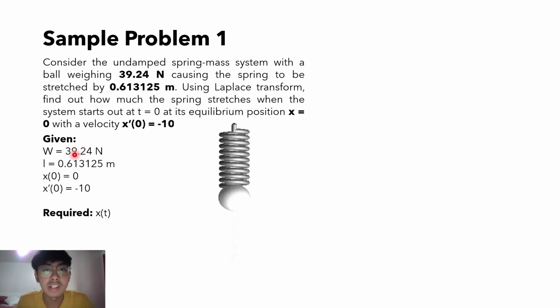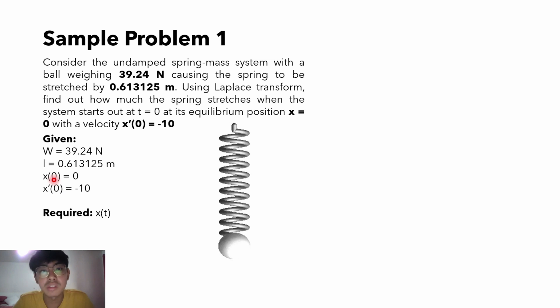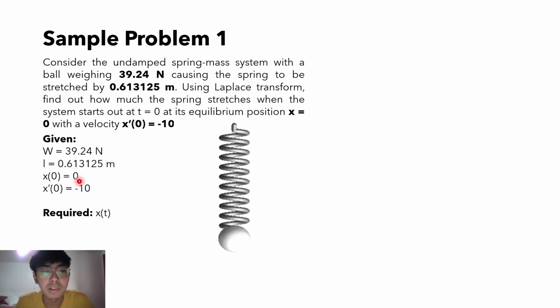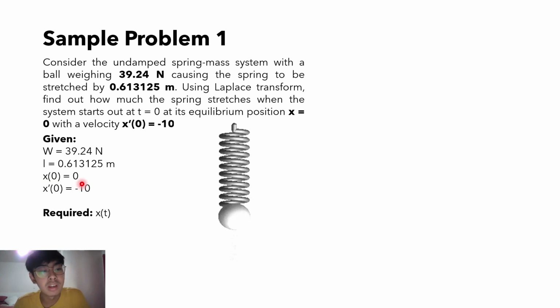Our weight is equal to 39 newtons. Our initial length, or our length at equilibrium, is equal to 0.61 meters, and we're going to assume that that's our point of equilibrium. So therefore, at that point, x is equal to 0, and our first derivative is equal to negative 10.